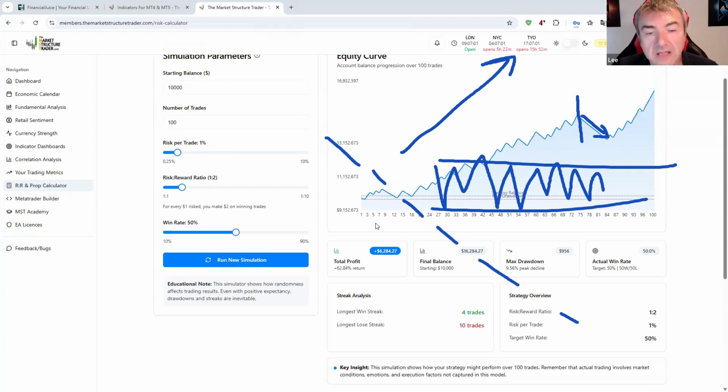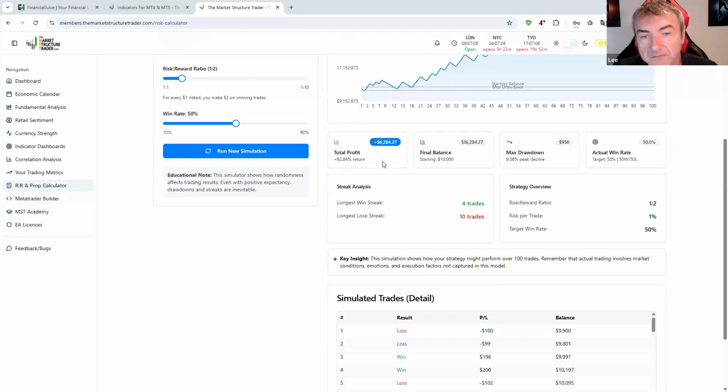So this is what this is designed to do. It shows you a profit return, a balance, a drawdown percentage, win rate, etc.